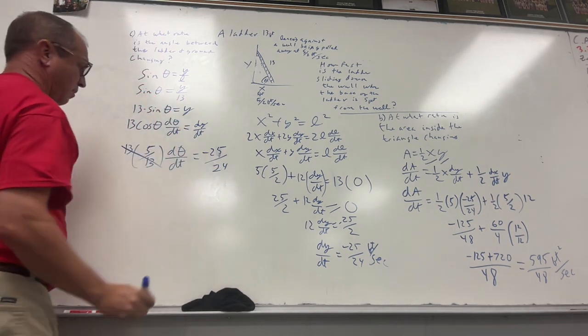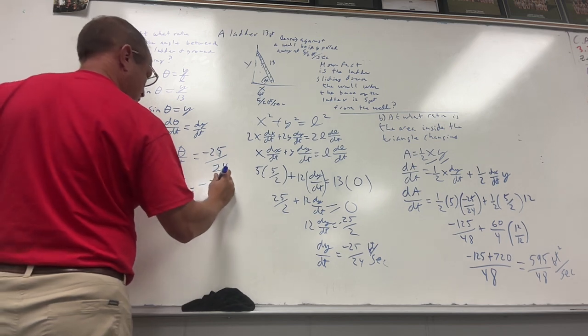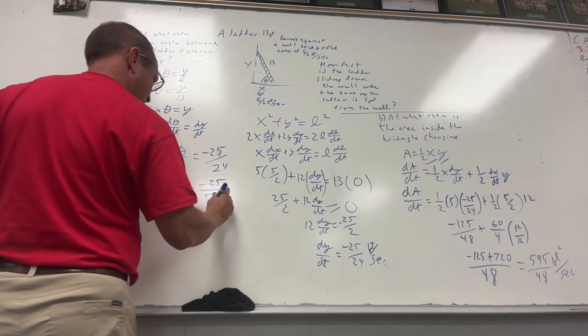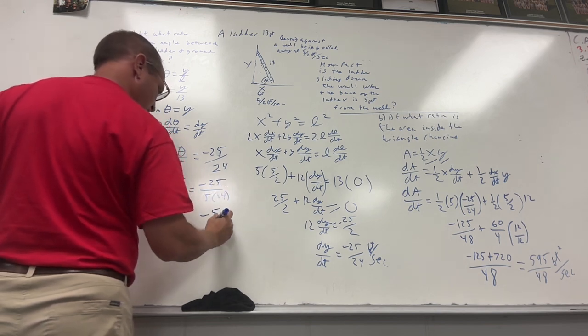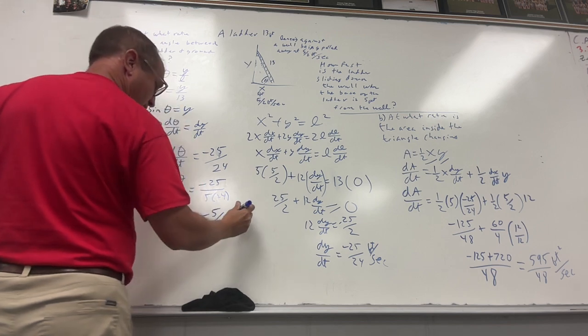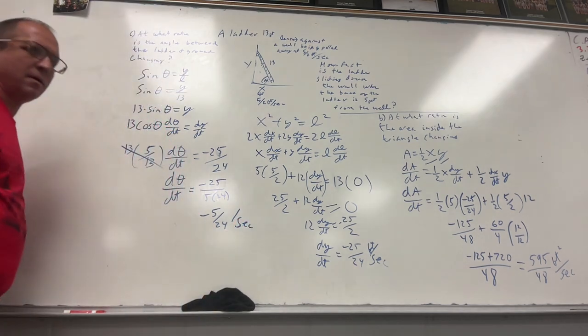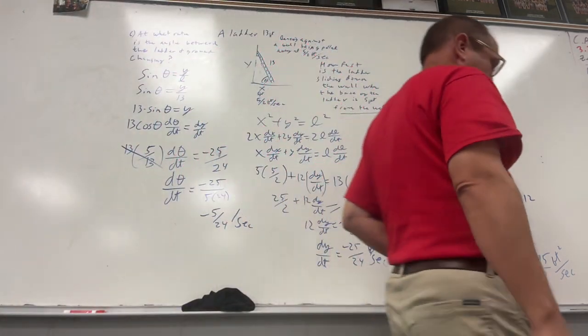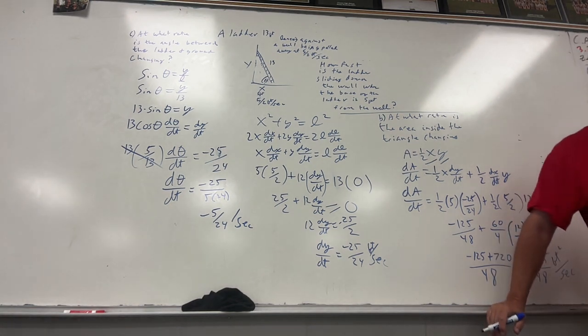Okay, so my 13's going to cancel. So I've got d theta dt equals negative 25 over 5 times 24. So I get negative 5 over 24. And I'm going to say that this is per second. Now, what per second is it? It's actually not going to be degrees here. It's going to be radians. Yes. So, I knew what you were saying. It's going to be radians here.